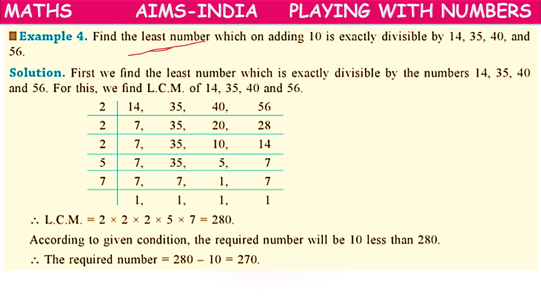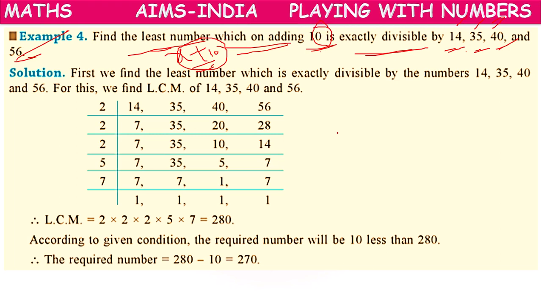Next. Find the least number which on adding 10 is exactly divisible by 14, 35, 40 and 56. Means the least number, suppose it is x, which on adding 10, we have added 10 to x. So x plus 10 is exactly divisible by 14, 35, 40, 56. Then we have to find the least number.